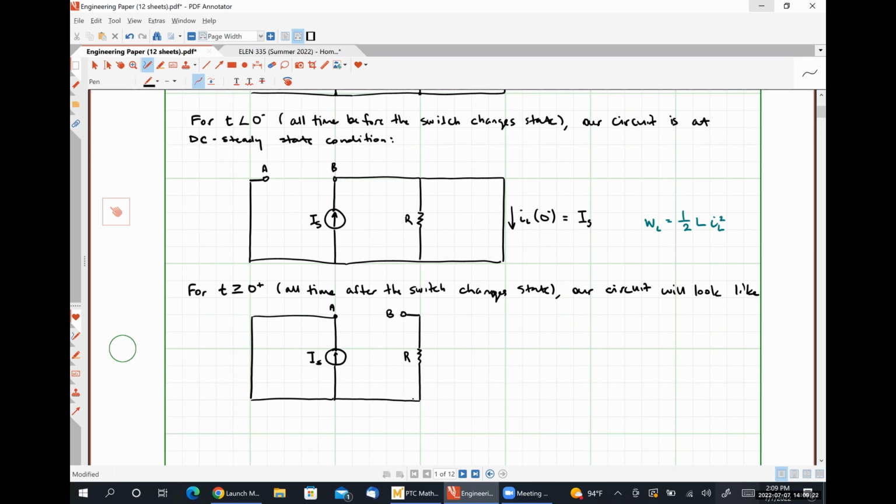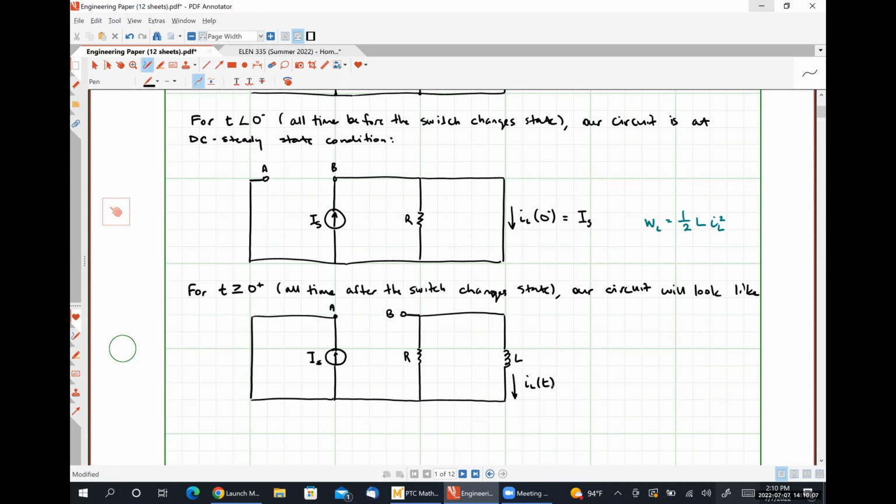And our circuit is no longer at DC steady state because there has been a change, right? So we can't be at a steady state condition if something has changed, especially if we're looking at it immediately after the change has occurred. So we can no longer replace our inductor with a short circuit, so we're going to have to leave it as an inductor. Like so, where this inductor is carrying a current IL of t. Okay.